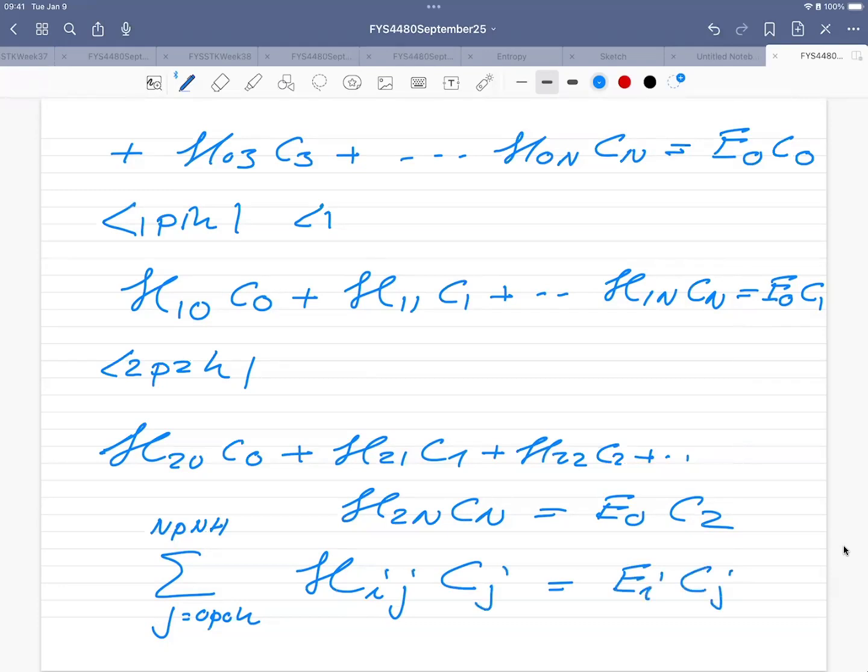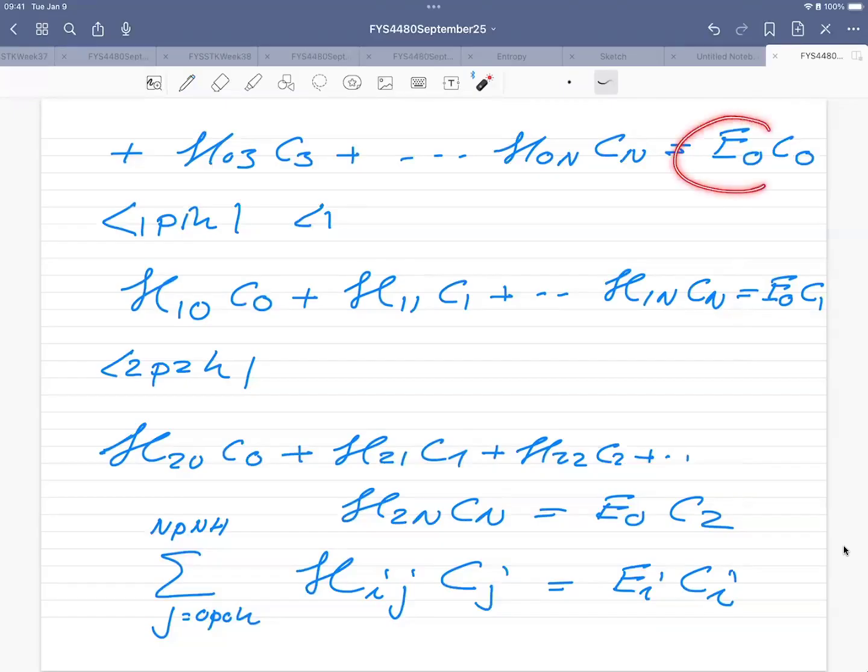So what are we doing here? No, sorry, C of I. That is wrong here. So what you have is actually an eigenvalue problem, where you now have a matrix, this Hij. So what we have rewritten here is actually a matrix times a vector equal to an eigenvalue times a vector.